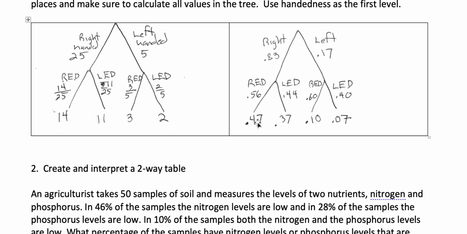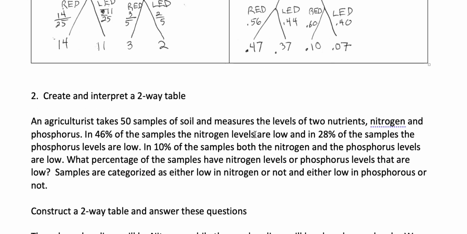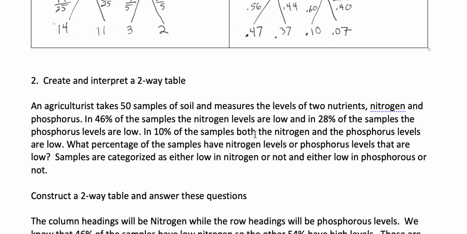14 over 30 is 0.47, 11 over 30 is 0.37, etc. All right, so now we have a more descriptive situation where we're to construct a two-way table. So this agriculturalist takes 50 samples of soil and measures two things, the nitrogen and the phosphorus.